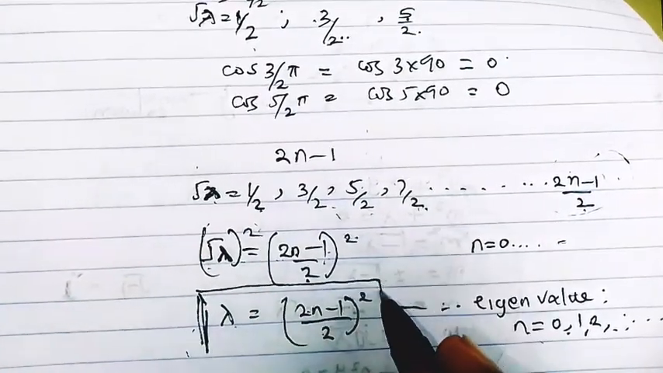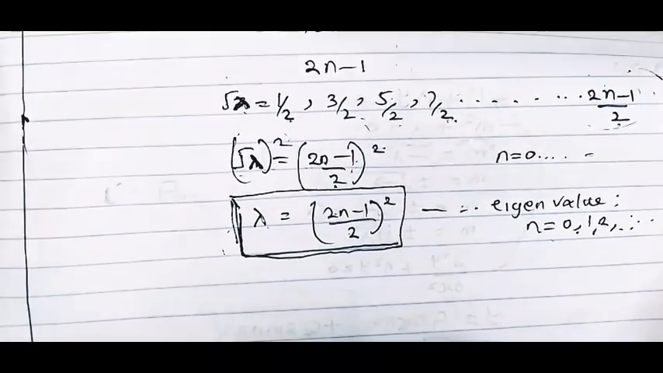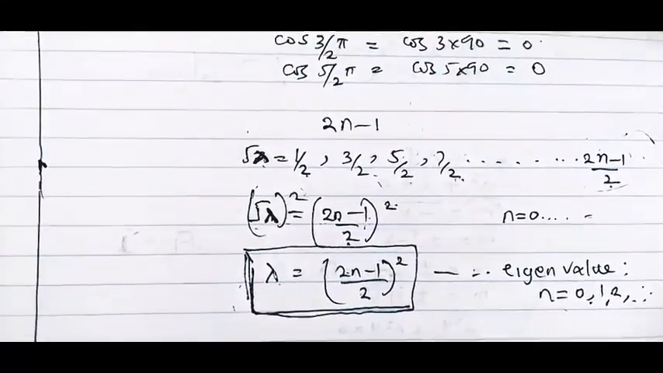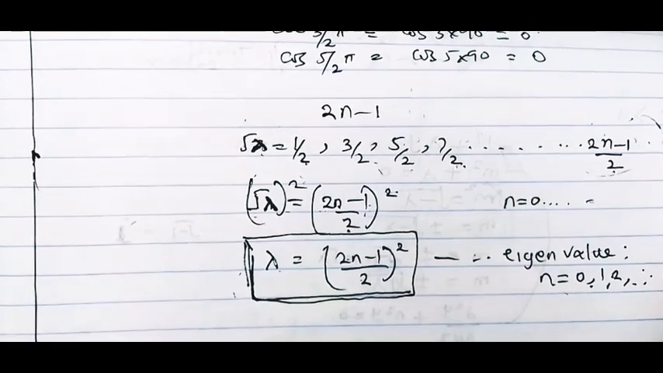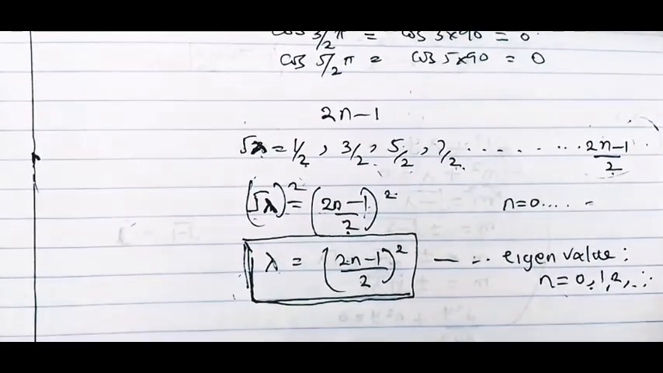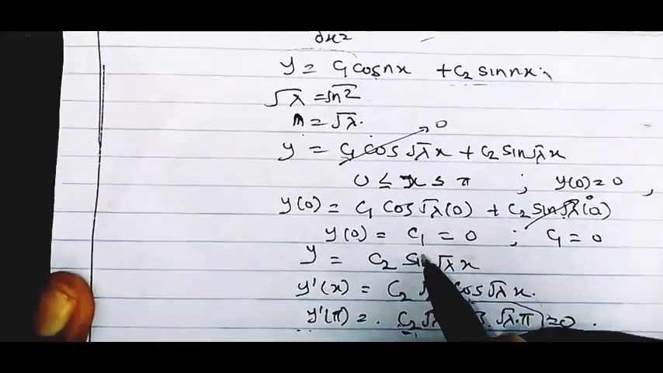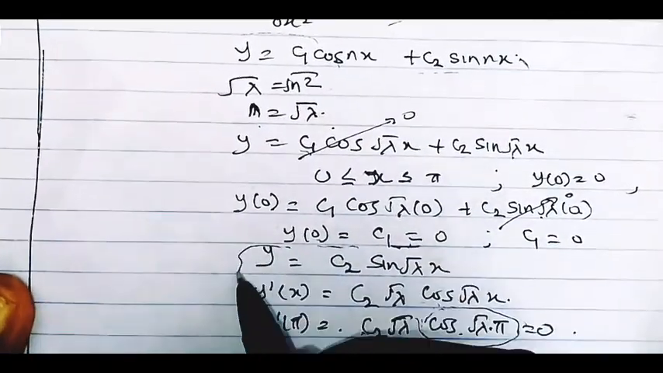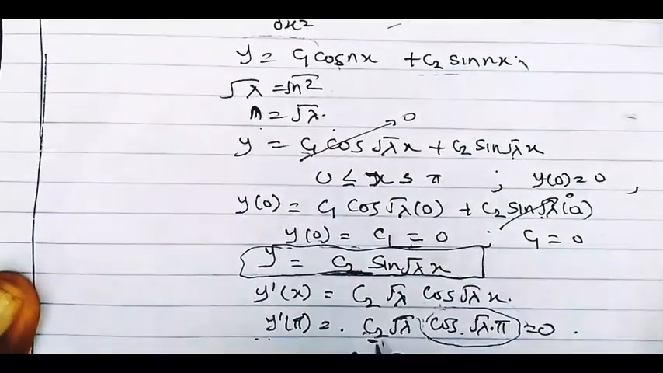So what's next is for us to determine our eigenfunction. How do we get our eigenfunction? We go back to the general solution we got after we found c1 to be equal to 0. This is the solution we got after we made c1 equal to 0. So we go back to this solution; this is the solution we are looking for.